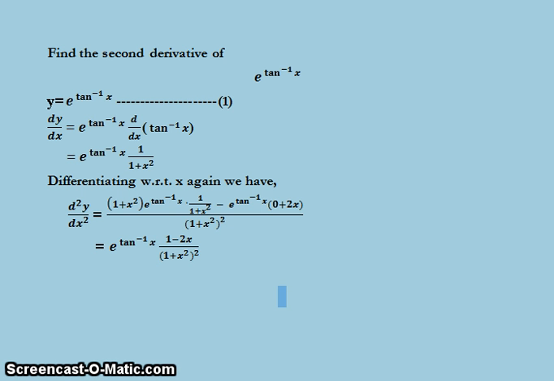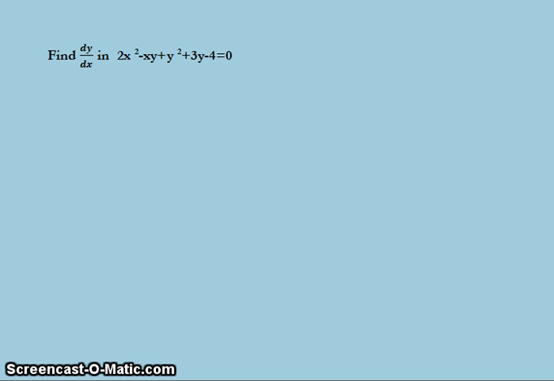Thus we have found the second derivative of the given exponential function, which was equal to e to power tan inverse of x. Now we have another problem in which we are required to find the value of dy by dx in the function 2x square minus xy plus y square plus 3y minus 4 equal to 0. Now as we can easily make out, this function represents an implicit function.